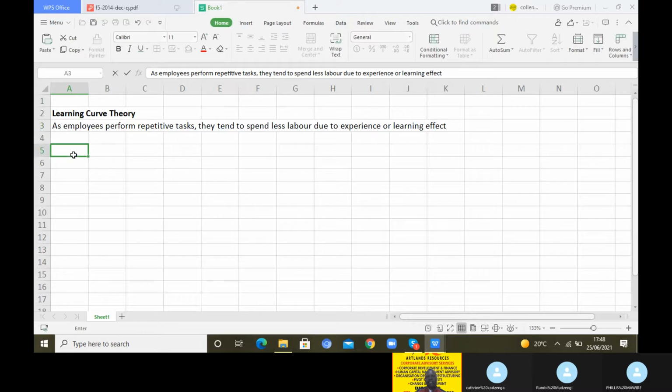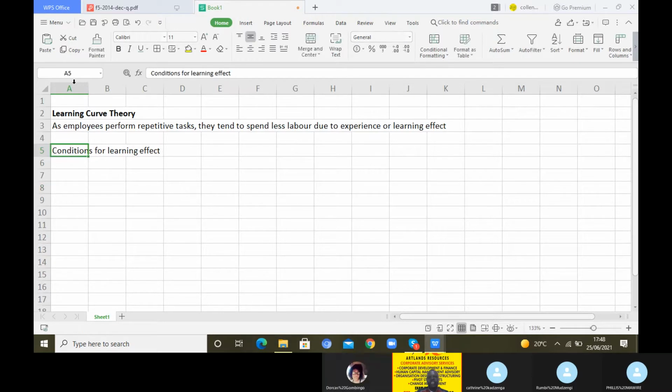But what are the conditions for learning effect to occur? It's not like it's a given that because you're doing something, you will learn. No. There are conditions which must prevail or which must exist for learning effect to occur. Now, these are the very common conditions for learning effect to occur.